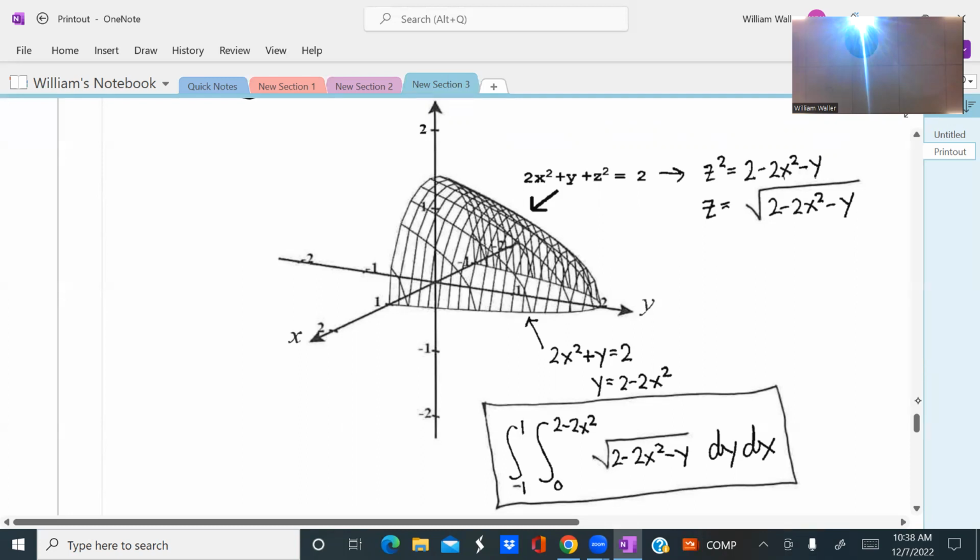Now, normally when you take the square root, you would get plus or minus, correct? But look at your surface. We're only on the positive part of the z-axis, above the xy plane. We don't have any of this surface below the xy plane. So you can drop the minus. It's not necessary. So we just get z equals the square root of 2 minus 2x squared minus y.